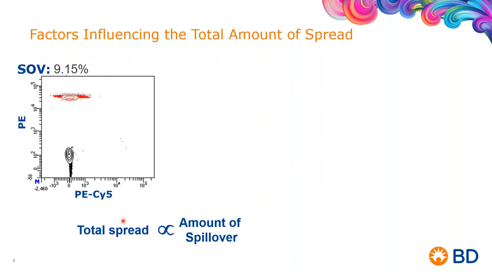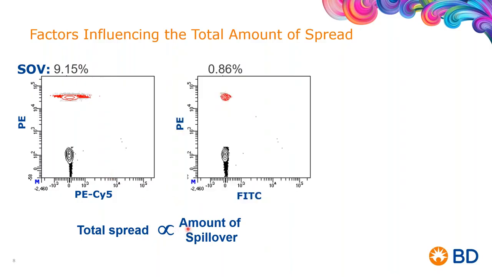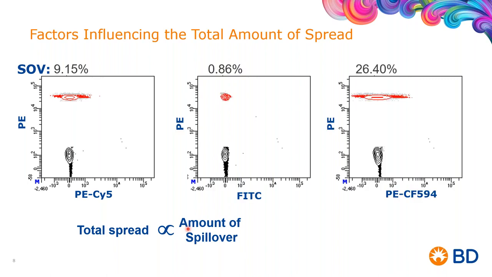So let's talk about the factors that influence the total amount of spread. I really want to take a minute here because this is going to be a fundamental concept to understand SSM and what we're going to talk about today. When we talk about spread in general, the width of the positive population in a given detector, we know that this is a function of spillover. The more a fluorochrome spills over into another detector, the more spread you will have. That's pretty intuitive. Looking at the same fluorochrome, PE, with spillover of 9.8 and 26, you can see that there's a direct correlation between the amount of spillover and the spread that we observe.